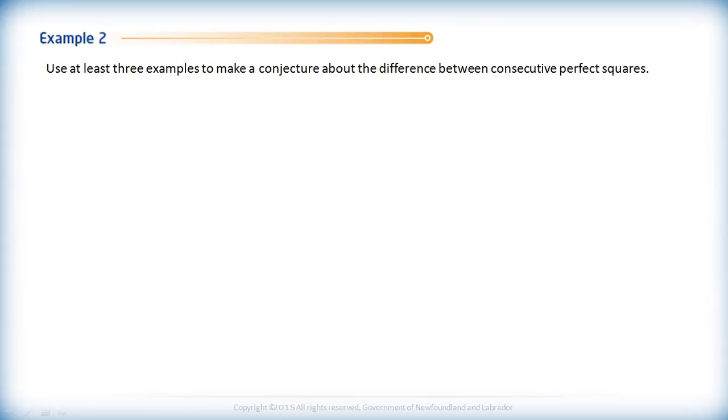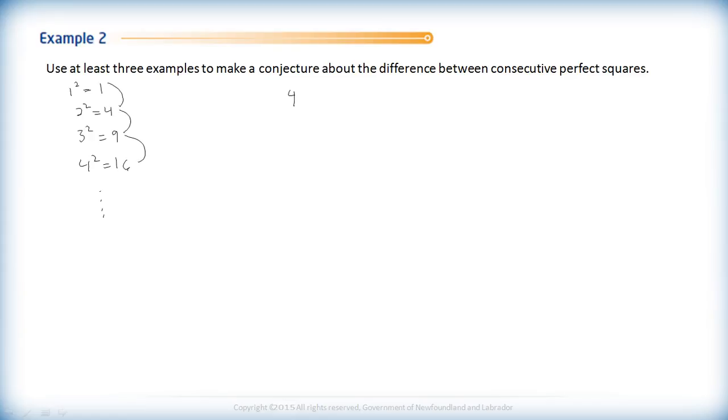All right. Use at least 3 examples to make a conjecture about the difference between consecutive perfect squares. Okay, so we got to know what perfect squares are first. So what are our perfect squares? 1 squared is 1, 2 squared is 4, 3 squared is 9, 4 squared is 16, etc. Those are our perfect squares. It says use at least 3 examples to make a conjecture about the difference between consecutive perfect squares. So consecutive, okay. So those two would be consecutive, those two would be consecutive, and those two would be consecutive. I guess we've got 3 examples if we use those 3 pairs.